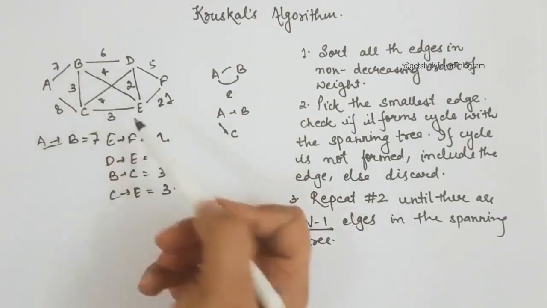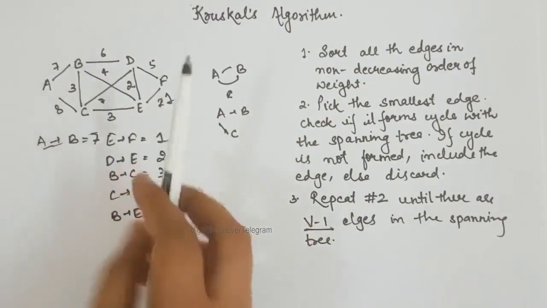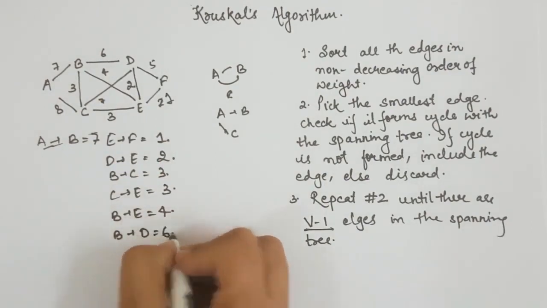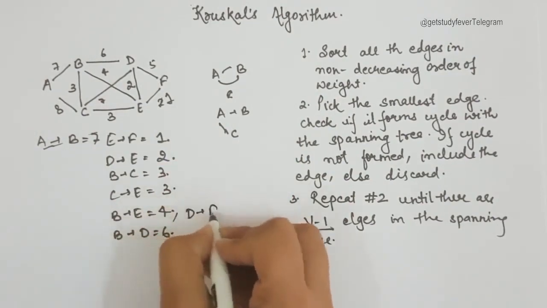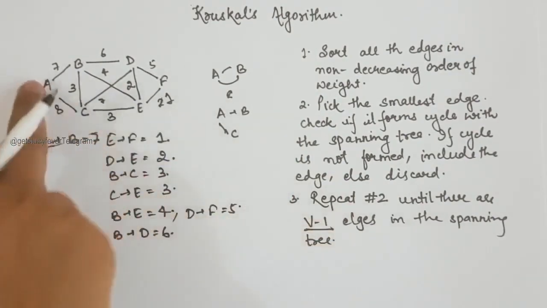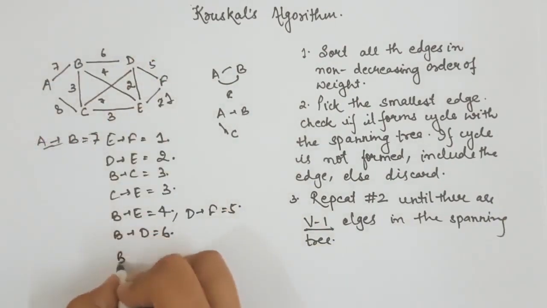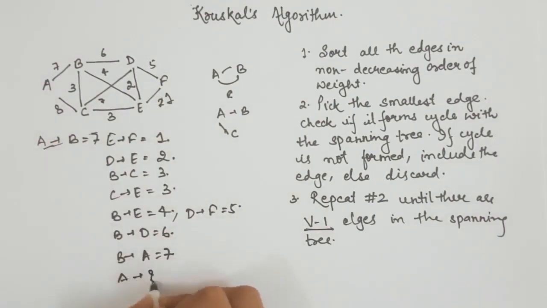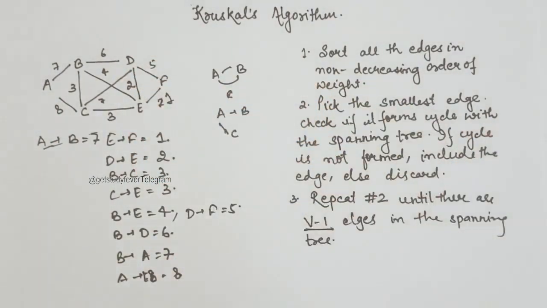Then we have B to E as 4. Okay, we missed D to F. So after this we have D to F as 5. We have B to D as 6. Then we have B to A as 7. And then we have A to C as 8. So what we have done is we have sorted the edges in the increasing order of their weight.